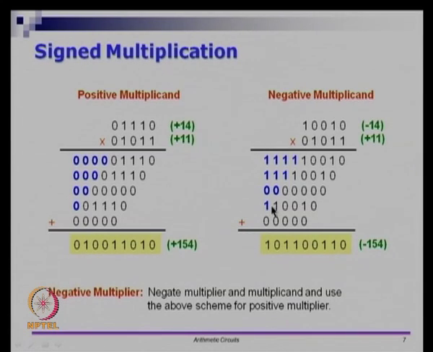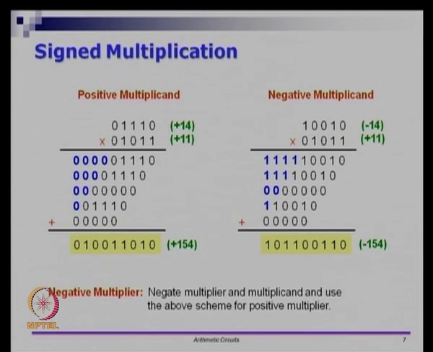If I want a times minus b, where b is a positive number, instead do it as minus a times b. Now, minus a could be positive or negative, and for minus a you could use either this or this circuit.